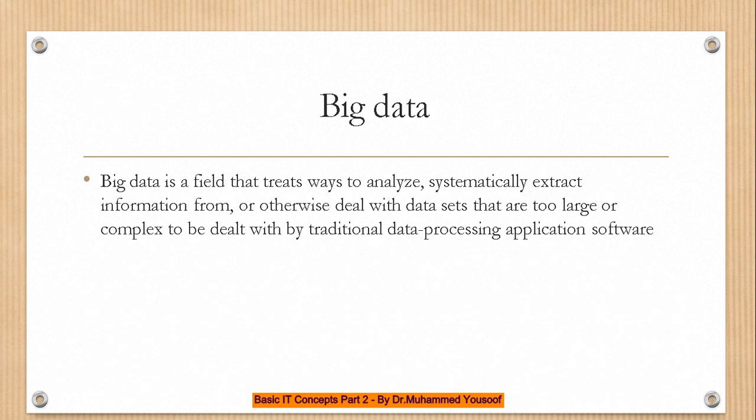The next concept which I want to introduce to you is called big data. Big data is a field that treats the way to analyze systematically, extract the information. Normally in a conventional data processing application software or database, it is very difficult to analyze some data because the data is too complicated. So we need big data. It's a field which will analyze systematically by extracting the information, which is very complex to be analyzed and processed in a conventional data processing application software.